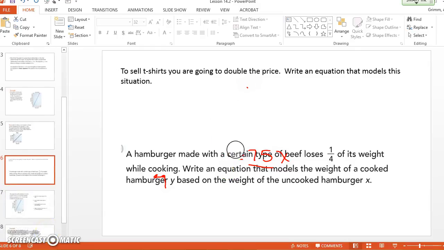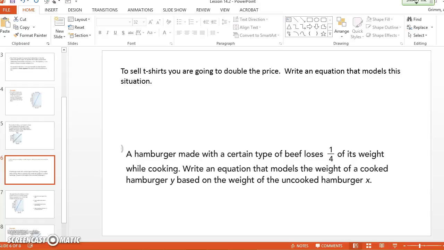All right, so this is what you guys kind of had a little bit of trouble with when you took the test last time, when you had to write your own equations and then tell if they were proportional. Okay, so here's where we're going to have to write some of our own equations. The first one says, to sell t-shirts, you're going to double the price. Write an equation that models this situation.